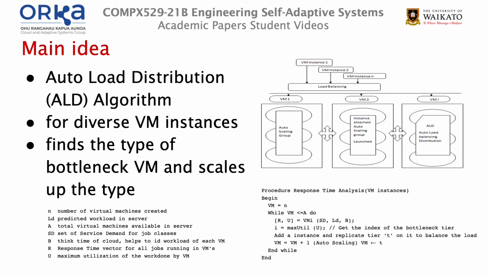So their main idea is that they're going to deploy what is called an auto load distribution algorithm, or ALD. It's meant to be used across diverse VM instances, not just one type. And basically, it tries to find the type of bottleneck VM, or the worst one, and scales up that type. So they have an algorithm there to do exactly that. So it basically hunts for the most utilized VM and creates another instance.